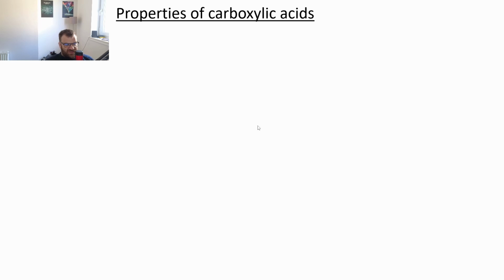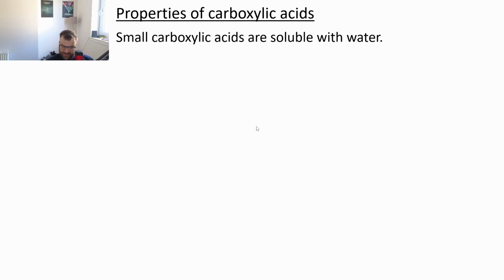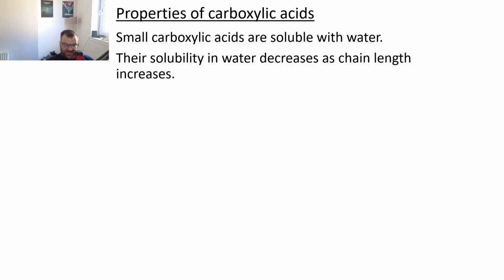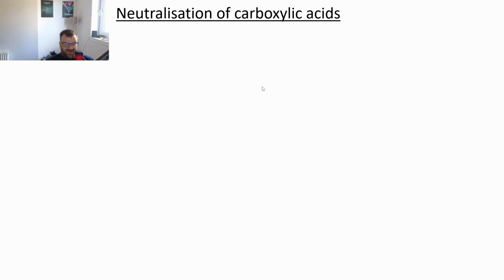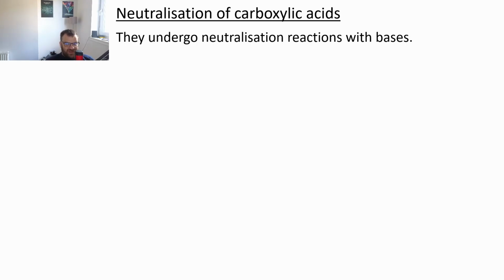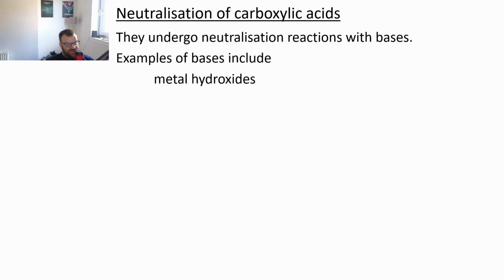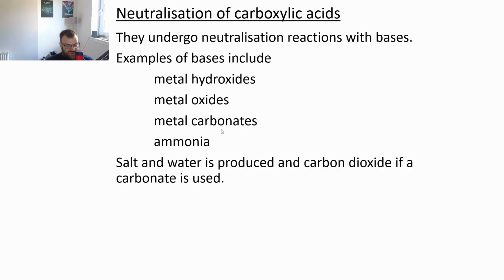Other properties of carboxylic acids is that the small ones are soluble in water. Their solubility in water decreases as chain length increases. They'll have a pH of less than 7 and behave like other acids. So they'll react with alkalis and bases, which we'll come on to shortly. Okay, so from Unit 1, acids and bases topic, acids can react with bases in neutralization reactions. Examples of bases include metal hydroxides, oxides, and carbonates, and also ammonia. Acid plus base makes salt and water. And if it's a carbonate, you'll make carbon dioxide as well. So that's a recap from Unit 1.